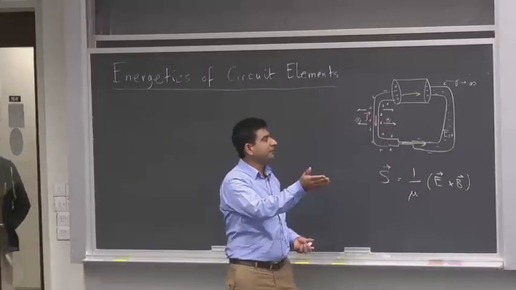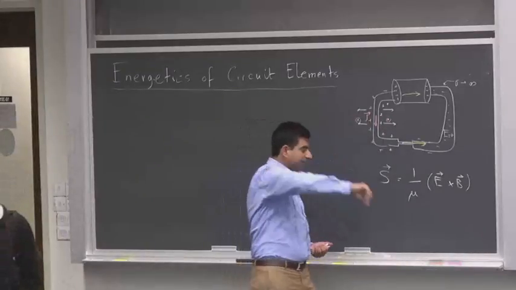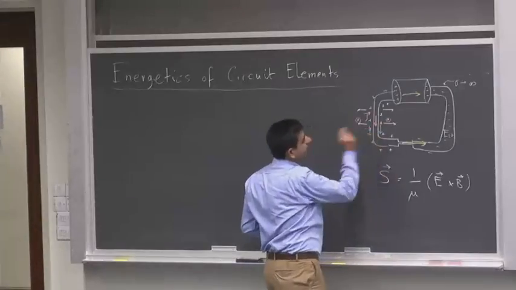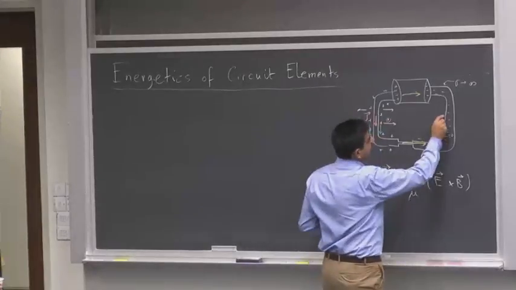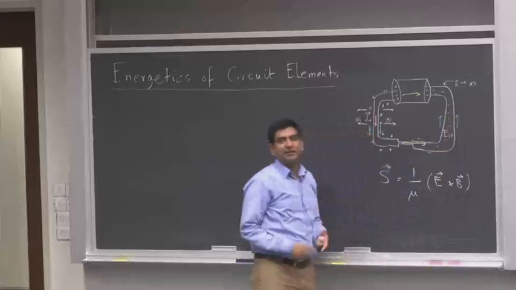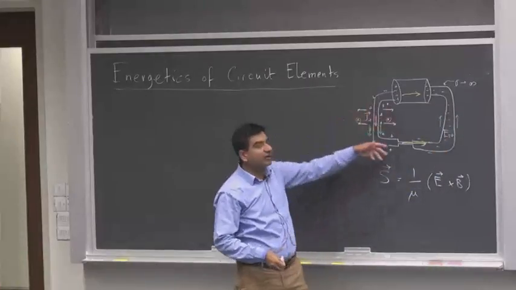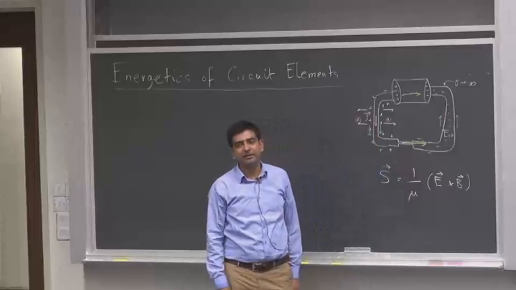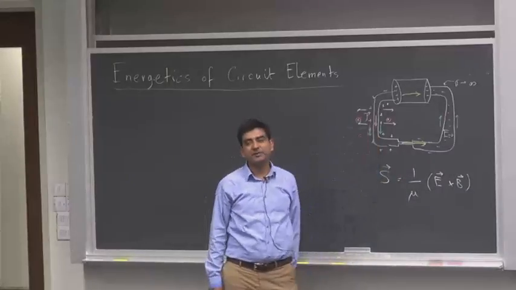So if I were to plot the Poynting vector here, it is pointing downwards here and downwards here. It will point upwards here and upwards here. So energy is flowing along the wire, along the axes of the wires inside the circuit. But this energy is not coming from the battery really.